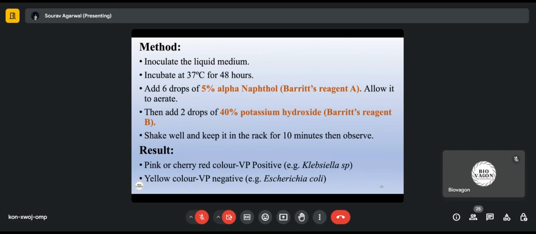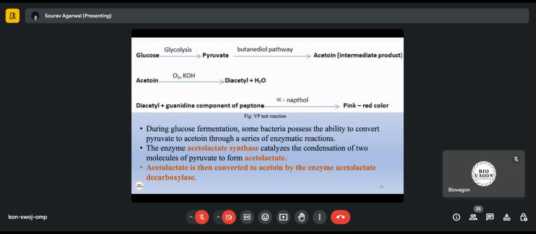So why does this color change take place? I will explain that now. After acetone is formed and you add both Barrett's reagents A and B, Barrett's reagent A acts as a color intensifier and catalyzes the reaction. The second, Barrett's reagent B, which contains KOH, potassium hydroxide, converts acetone to diacetyl, and then diacetyl will react with the guanidine component of peptone. You are adding peptone in the media which has a guanidine component, and it will react with that and form the pink-red color in the presence of alpha naphthol.